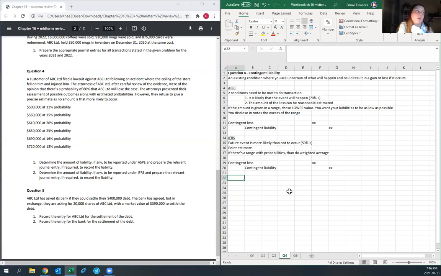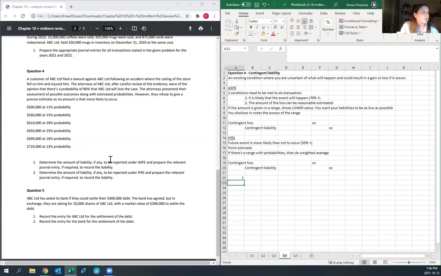My grammar is poor in that question, but I think you get the point. So then they give you a range with the percentage of probabilities. And then the requirements are: determine the amount of liability, if any, to be reported under ASPE, and prepare the relevant journal entry, if required, to record the liability. And the second requirement is the same thing, but for IFRS.